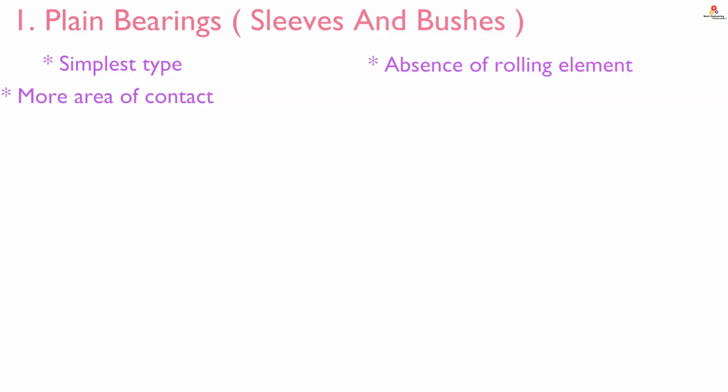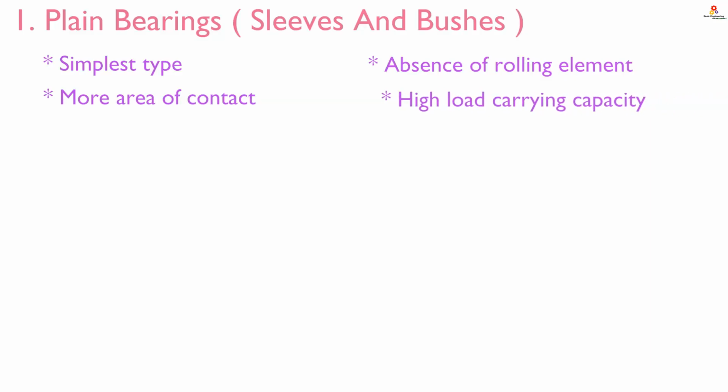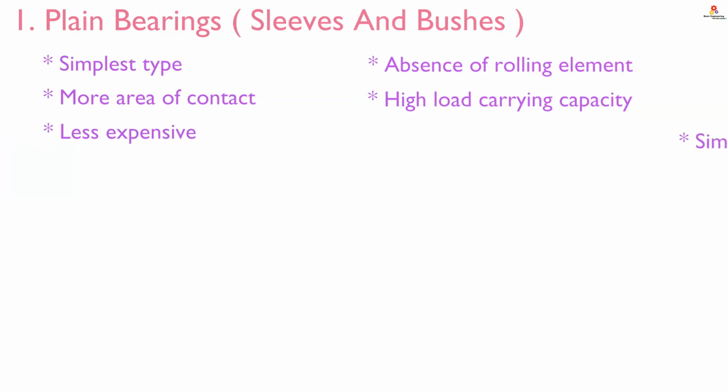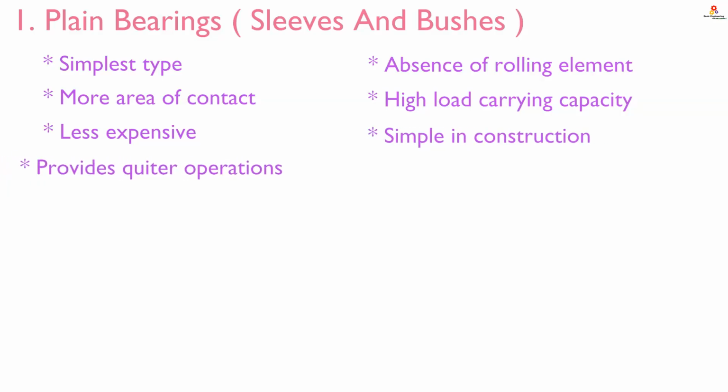First is plain bearing. Plain bearings are also known as sleeves and bushes. This is the simplest type of bearing of all the types. There are no rolling elements between the races of the bearing. Due to this, it has more area of contact. The more area of contact helps to take more loads. Hence, it has high load carrying capacity. These bearings are less expensive as they are simple in construction. Plain bearings provide quieter operation due to fewer moving parts.